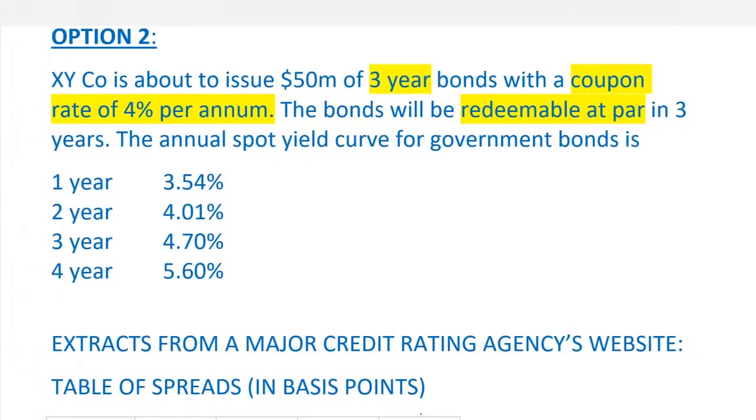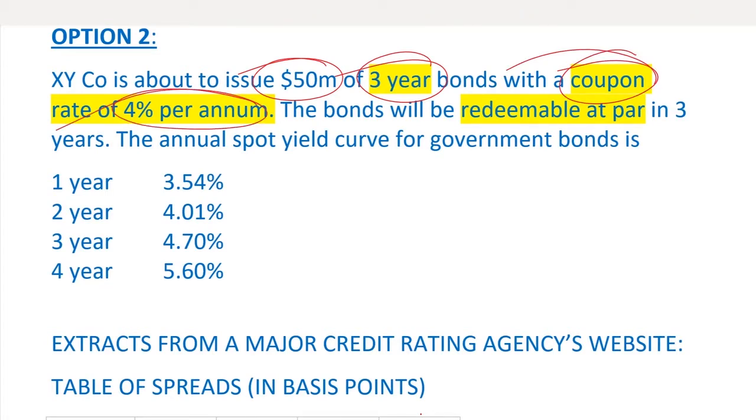Now, option 2, that's the second option they have. It's XY Co. This is the issuer. XY Co is about to issue $50 million. Don't forget what I said. What you are issuing is irrelevant to us as long as it accommodates what we want to invest. Okay, so XY Co is about to issue $50 million of 3-year bonds. So their own bond will last for 3 years. And they have a coupon rate of 4% per annum. Okay, now these bonds will be redeemable at par in 3 years.